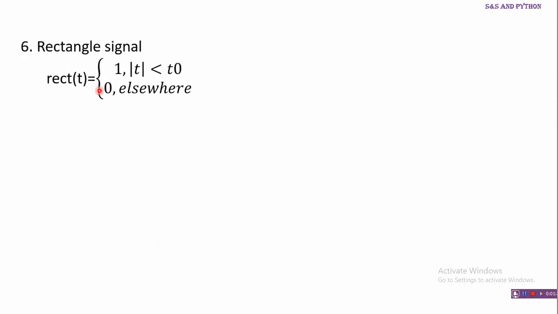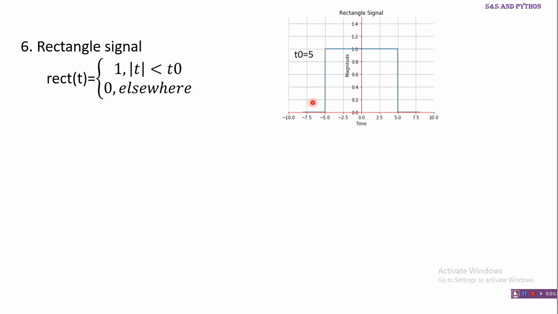So a rectangle signal is defined as rect of t is equal to 1 for mod t less than t naught and 0 otherwise. So graphically it looks like this. So mod t less than t naught means for both negative and positive values, from minus t naught to plus t naught. Within that range it will have a constant value of 1.